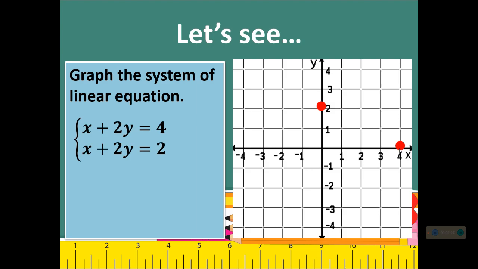And then I am going to connect the two points and label it as the graph of x plus 2y equals 4. Okay, can you remember that? Okay, so let's proceed with the second equation. We have x plus 2y equals 2. For the y-intercept, I cover up x, so I am left with 2y equals 2. So divide mentally by the coefficient of y, 2. So our y is 1. Then I plot y equals 1 or (0, 1).